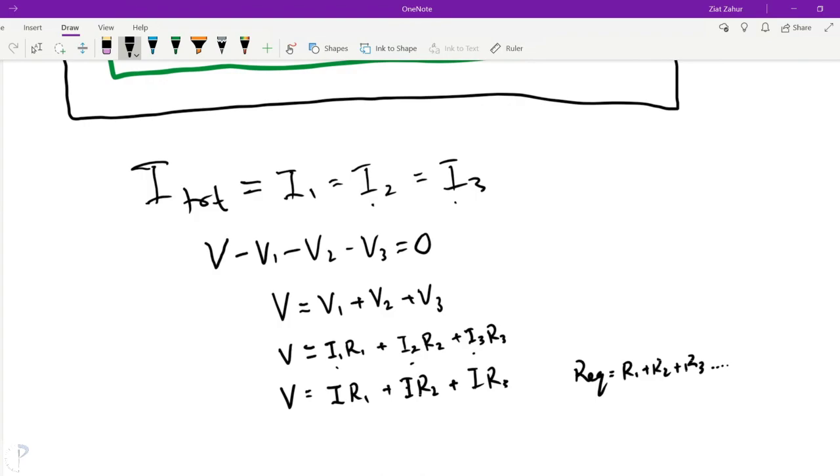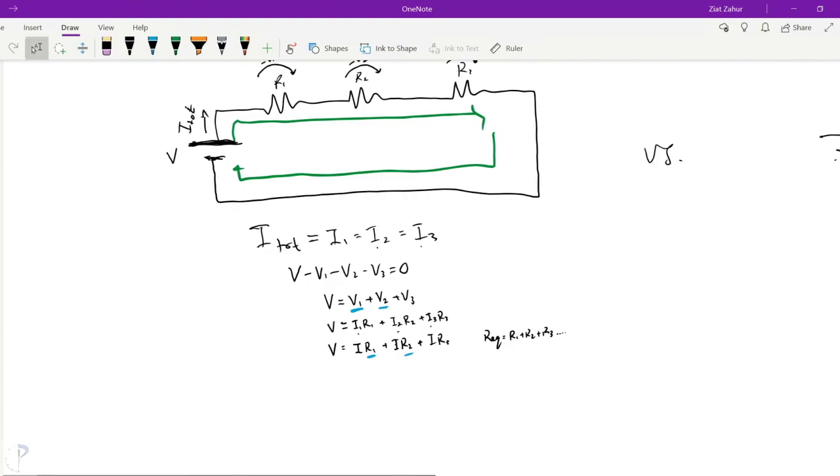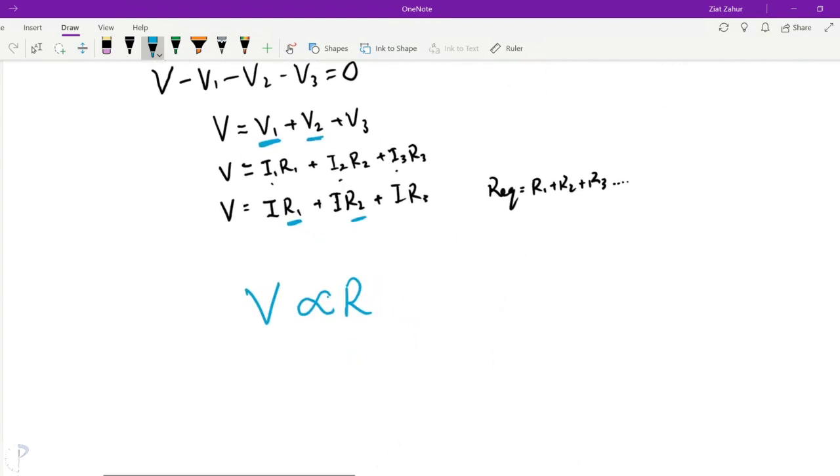Not only that, this shows you that each individual voltage, the voltage drop, if you will, V1 for example, is dependent or directly proportional to the resistor. Right? V2 is directly proportional to R2 because I is the same for all three elements, so I doesn't really matter. What's going to determine your voltage drop, or the amount that it takes up, is the resistor. So V is proportional to R. This is the proportional symbol.